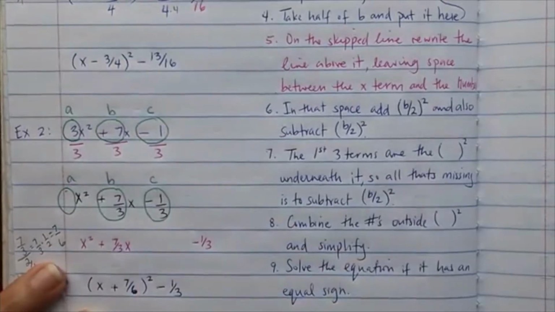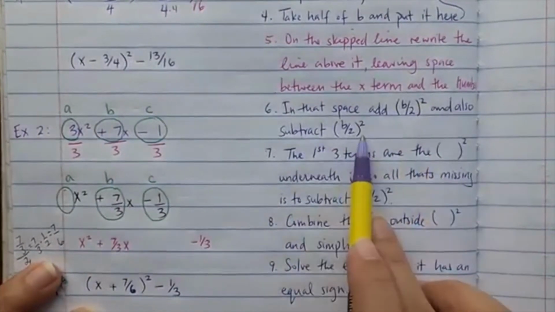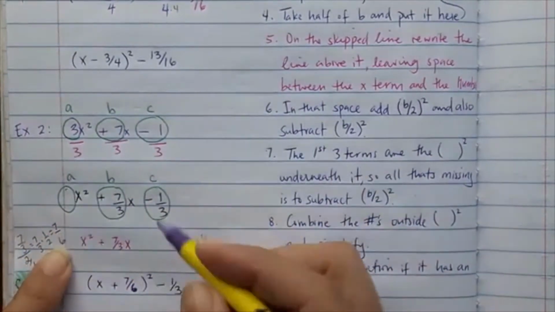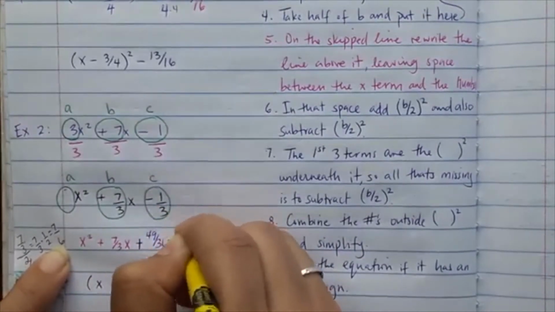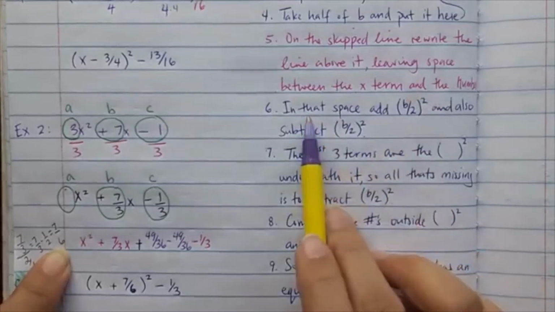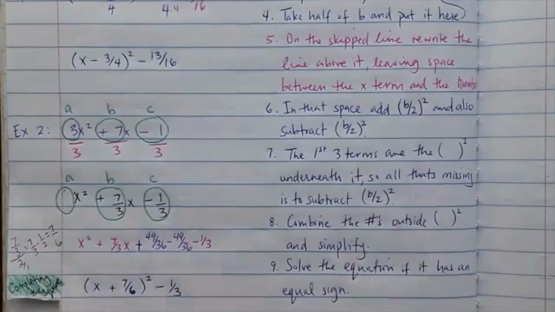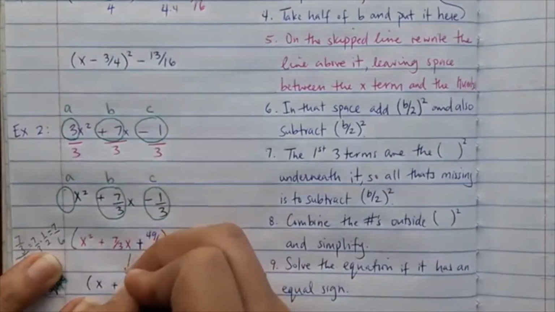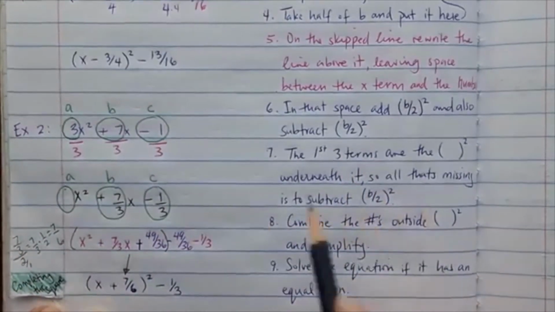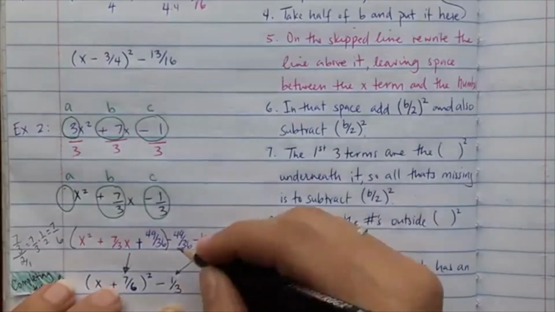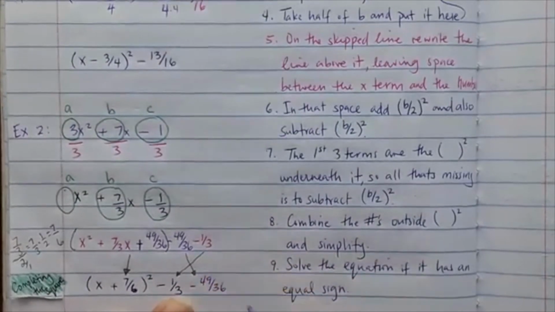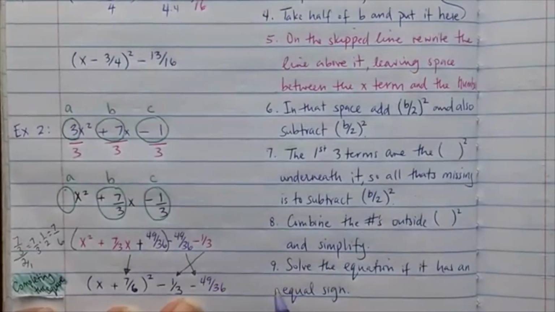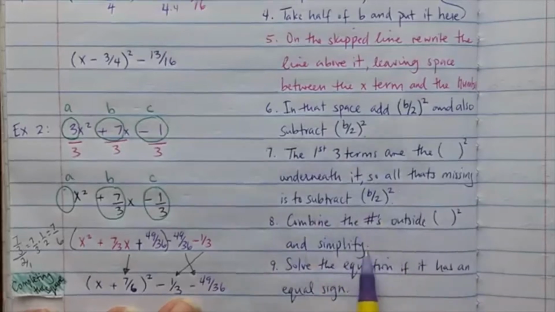And in that space, we're going to add b over 2 squared and also subtract it. So we already have b over 2, and squaring that would be 49 over 36, adding it and subtracting it. Alright, the first three terms are the parentheses. And then you can see I have the negative 1/3, so all that's missing is to subtract the 49 over 36.